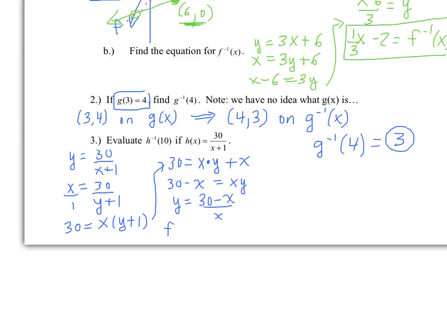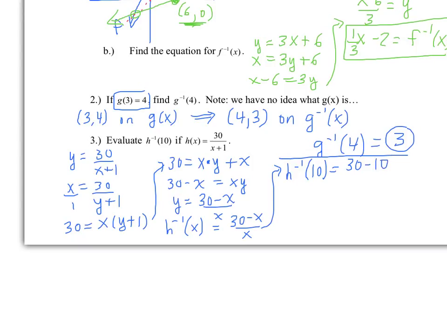Last step we said is to replace y with our inverse notation. So here we're using h instead of f. So h inverse of x would equal 30 minus x all over x. So from there, if I want to find h inverse of 10, I could simply plug 10 in where I see an x and get my answer that way. So 20 over 10, the answer would be 2.